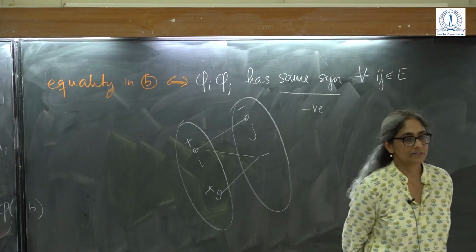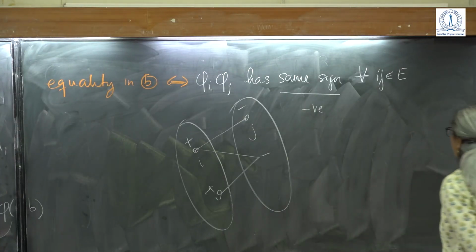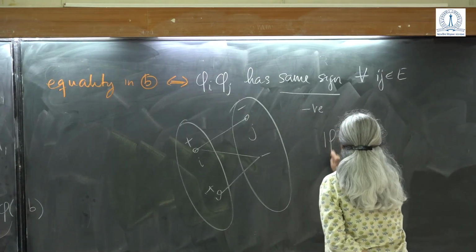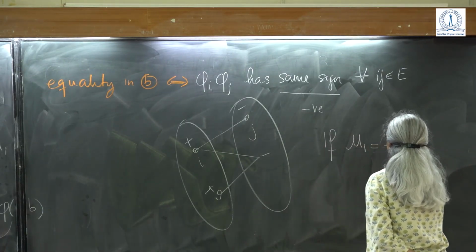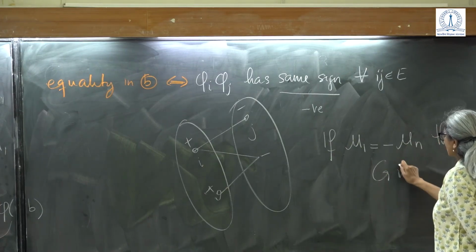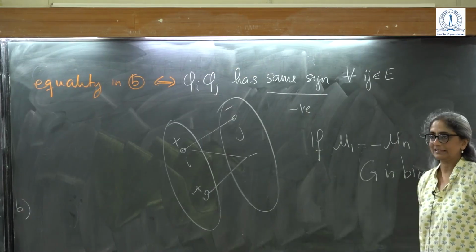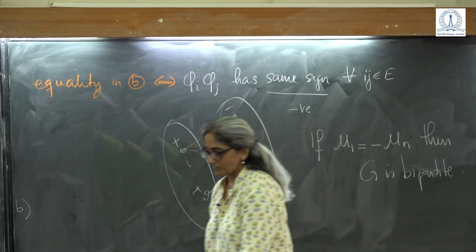Yeah, is this clear? So the only thing we have proven so far is that if mu1 is minus mu(n), then G is bipartite. So this is only one part. Okay? All right, so we proved that one.